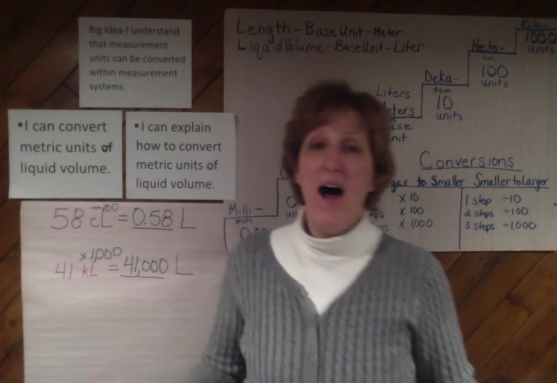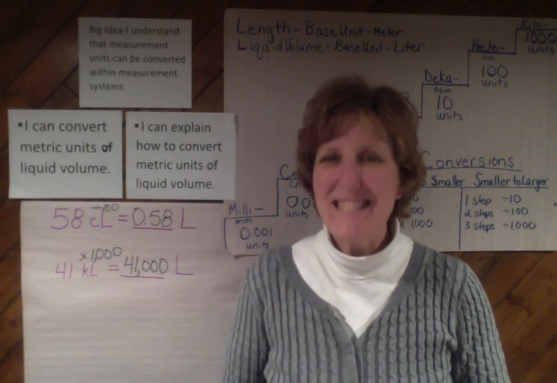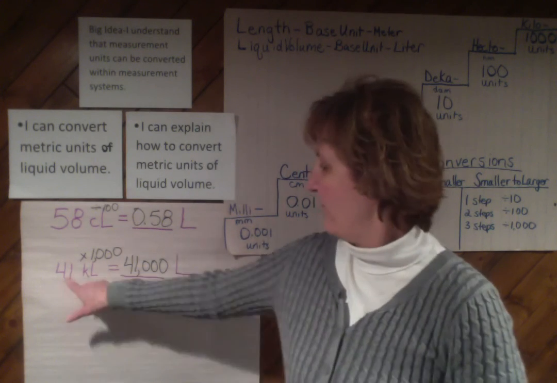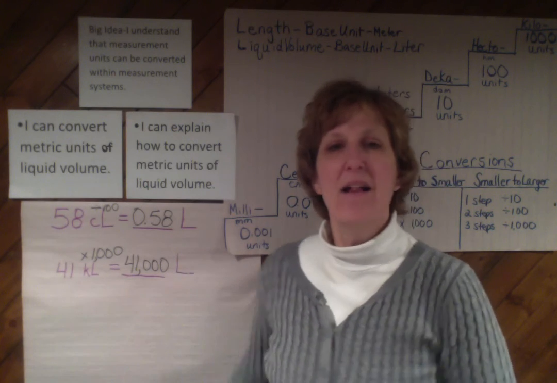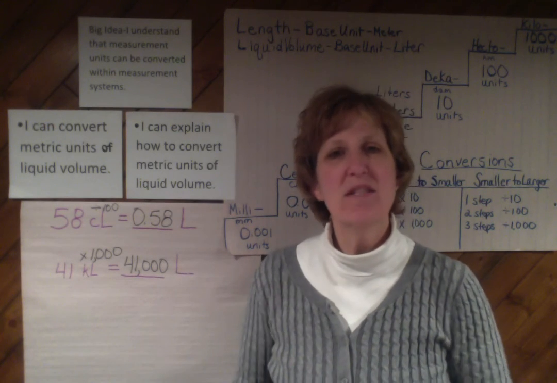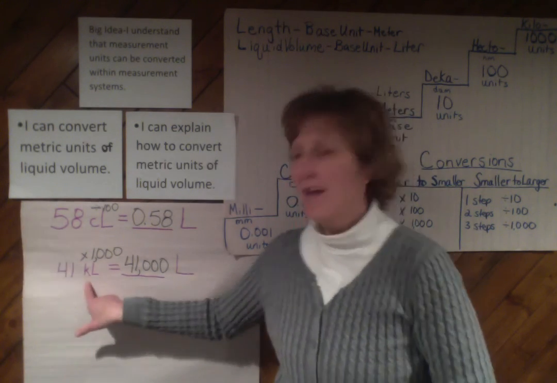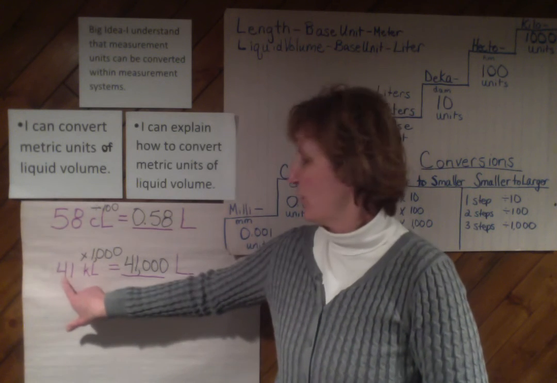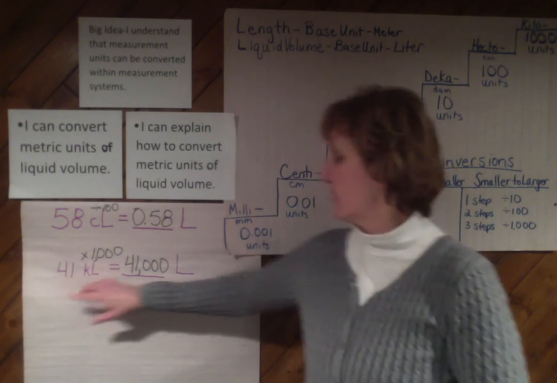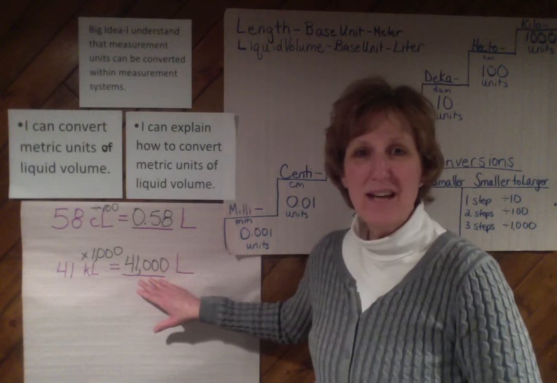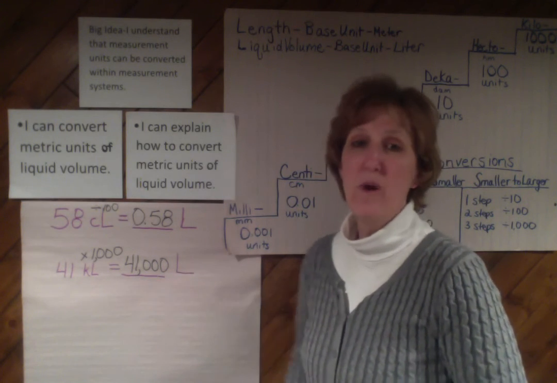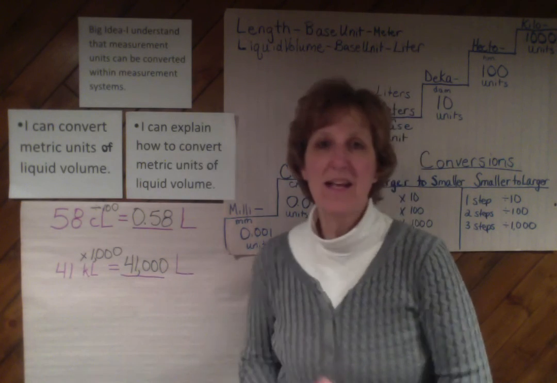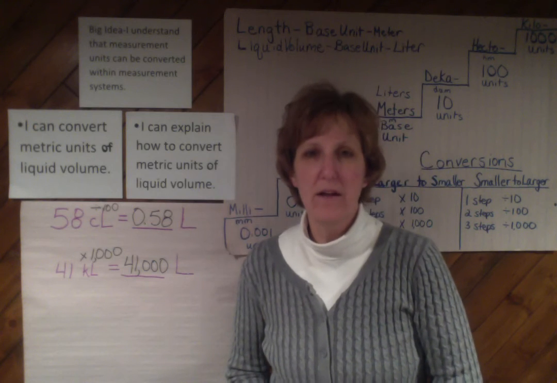Now, our amount of liquid volume stayed the same. Even though we have 41 and 41,000, the amount of liquid stayed the same. It's just what we use to measure it. Kiloliters are larger, so we only have 41 kiloliters. Liters are 1,000 times smaller, so we have 41,000 liters in that same amount of liquid volume.